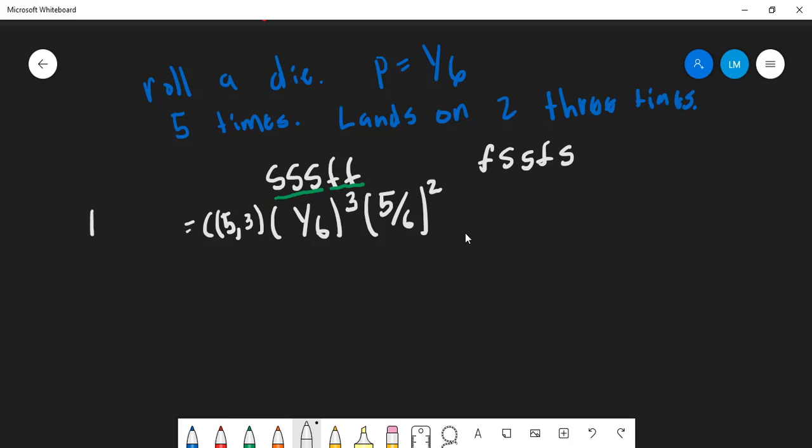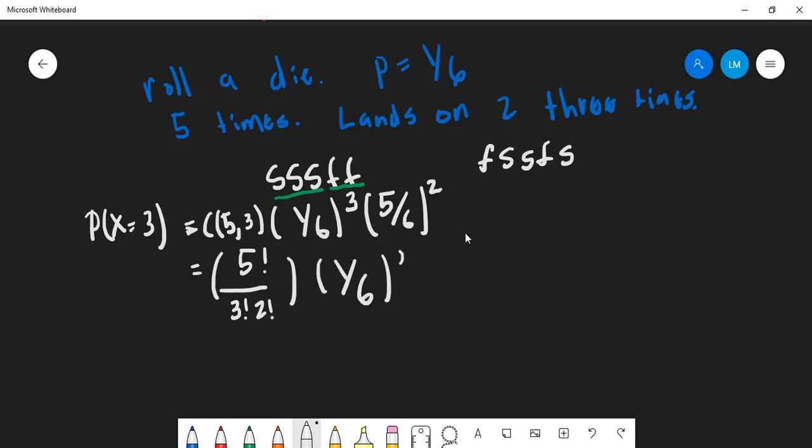Now, you do not have to do it like this all the time, because in any case, we have a formula and we don't have to technically outline it. So if we plug this into our calculator, if we do 5 choose 3, remember that that's going to be 5 factorial divided by 3 factorial and 2 factorial. And this is going to be 1 out of 6 raised to the third times 5 out of 6 squared.